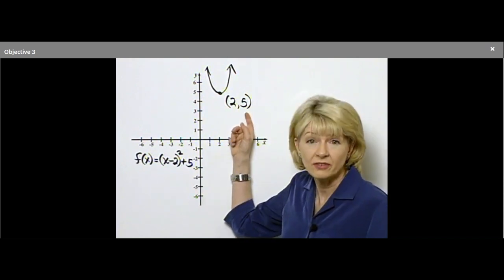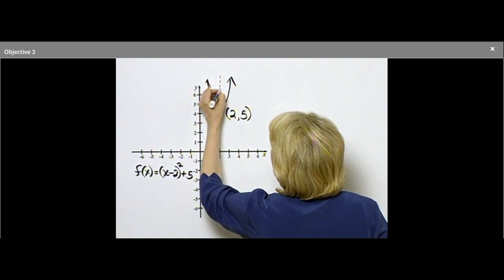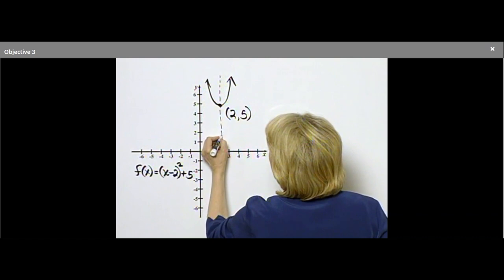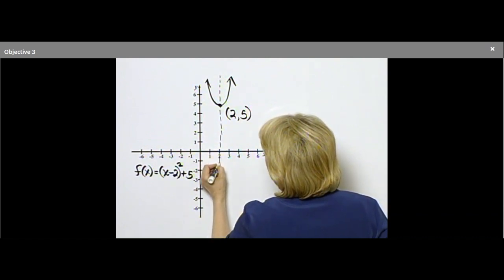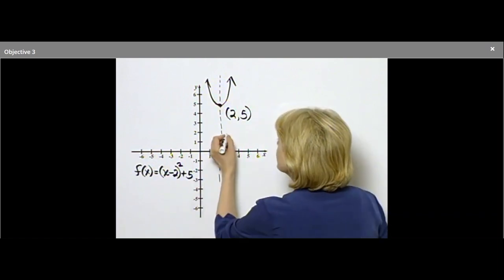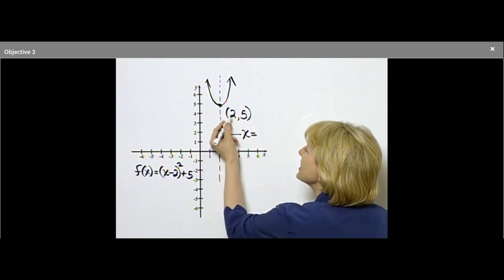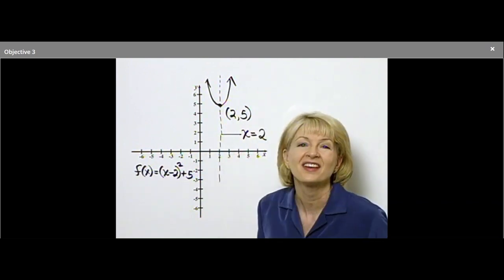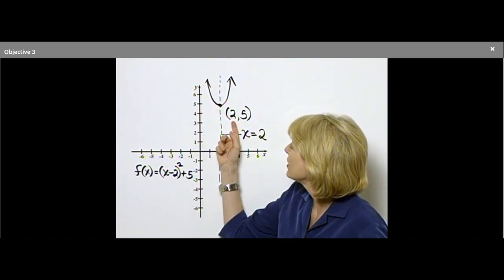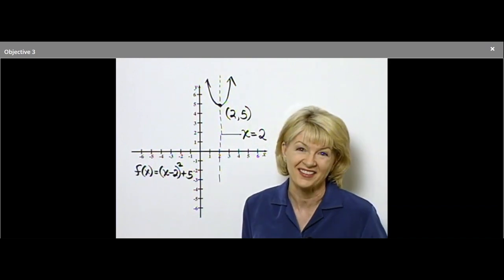Here is the vertex. What is the axis of symmetry? It's the vertical line that goes right through the vertex. And so what is the equation of this? It's x equals the x value of the vertex. This is the graph then, the sketch of f of x equals (x minus 2) squared plus 5.